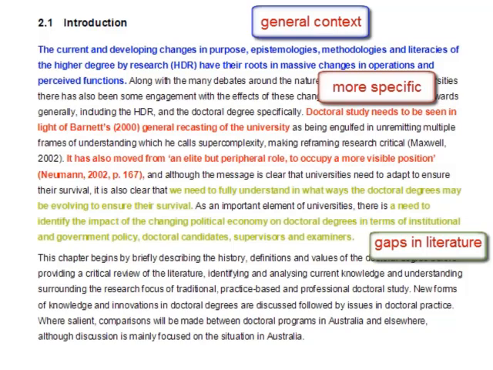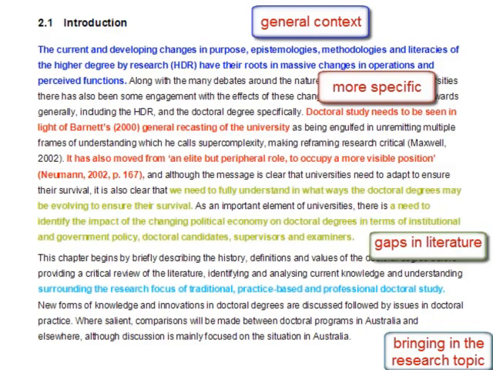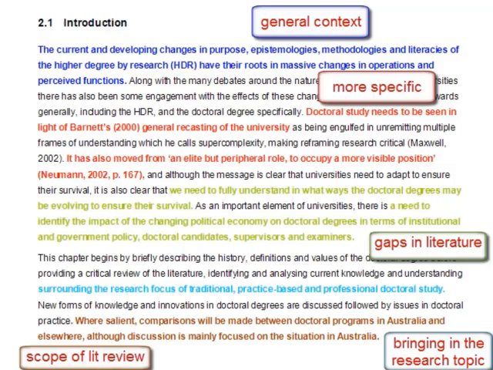You can see here how the research topic has been brought in to remind the reader of the central focus of the lit review. Here, the scope of the lit review is identified as being mainly focused on Australian doctoral programs.